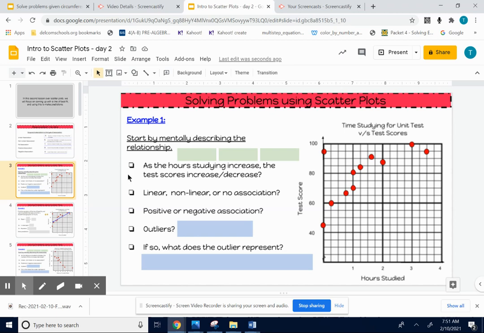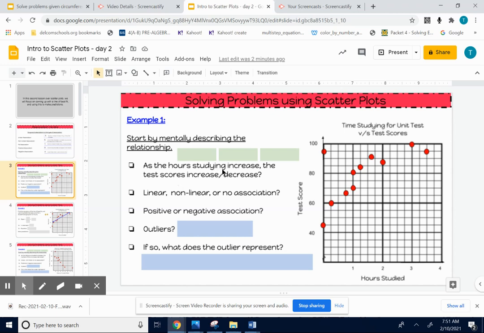Okay, let's look at slide 3. We're looking at time studying for a test versus test scores. Maybe we asked a bunch of kids in the class how many hours they studied, and then we figured out what their test score was, and we put a point to represent that situation. So here's a bunch of points showing that. Let's think about these questions before we start doing the line of best fit.